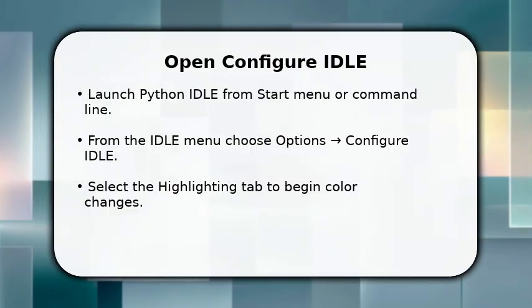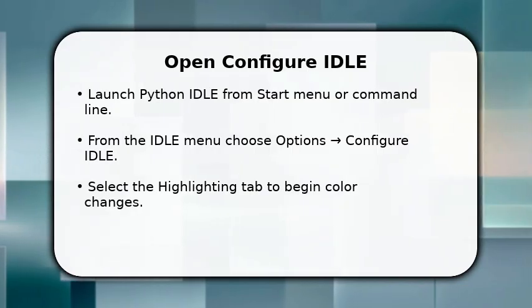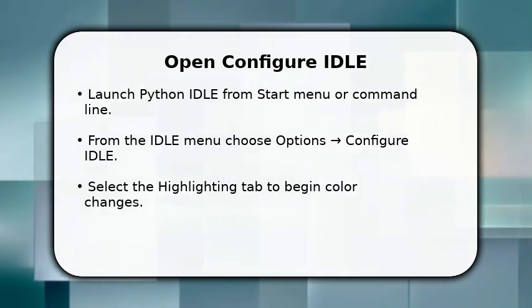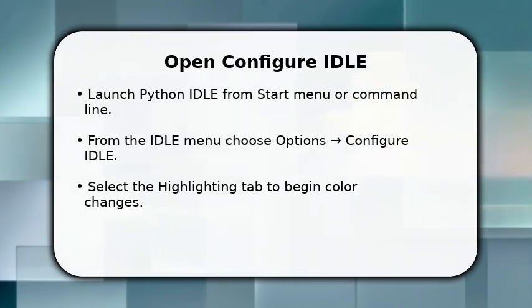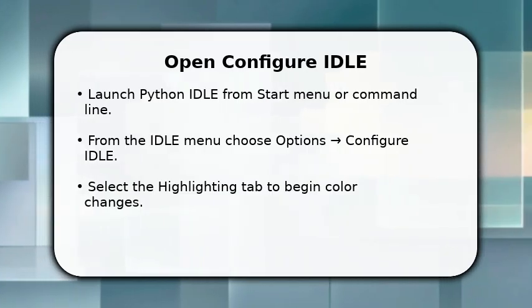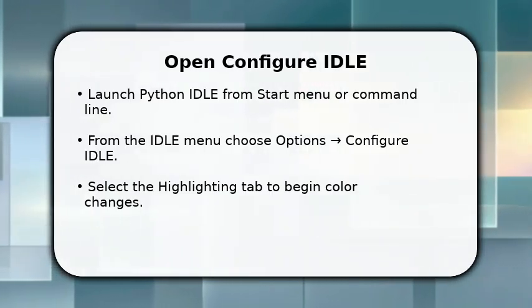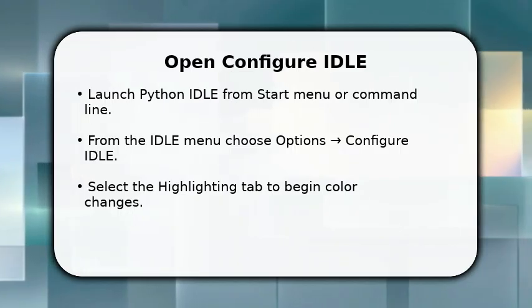You start by opening Idle and moving straight to Configuration. This is where colors live. Once Idle is open, click Options and choose Configure Idle. You will see several tabs. Go to Highlighting. This tab exposes built-in themes and the controls you need to edit syntax element colors.